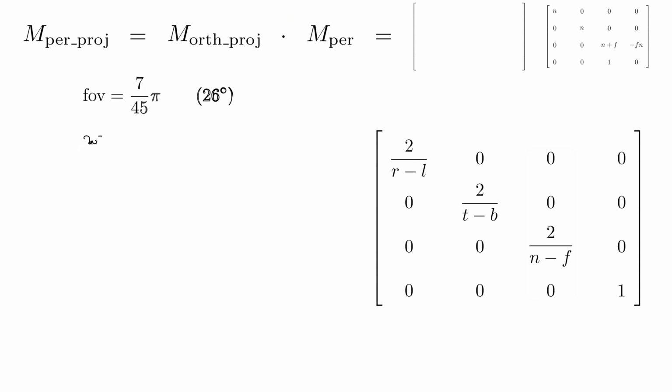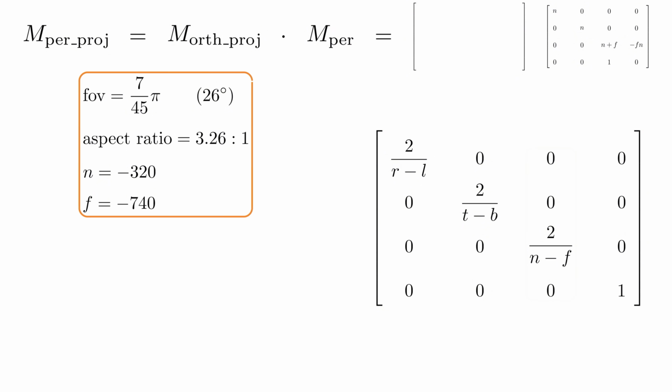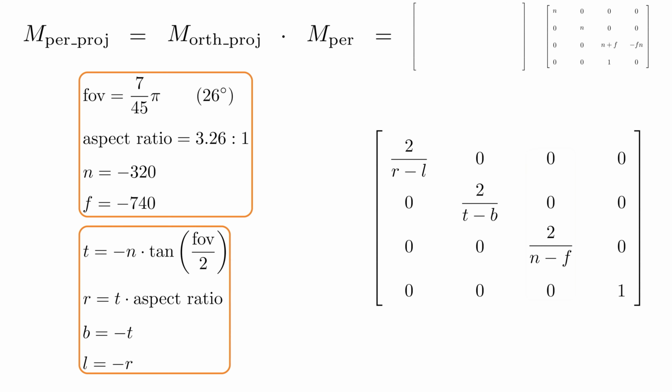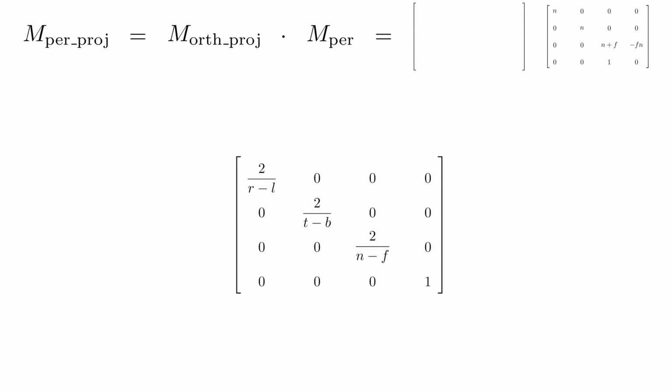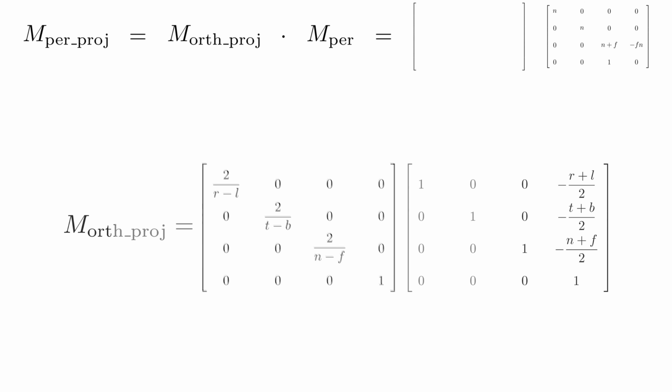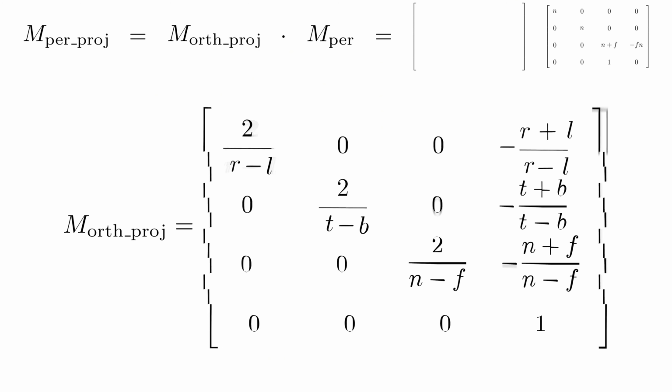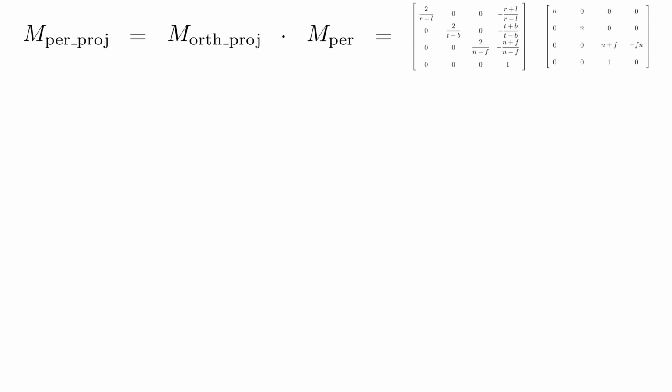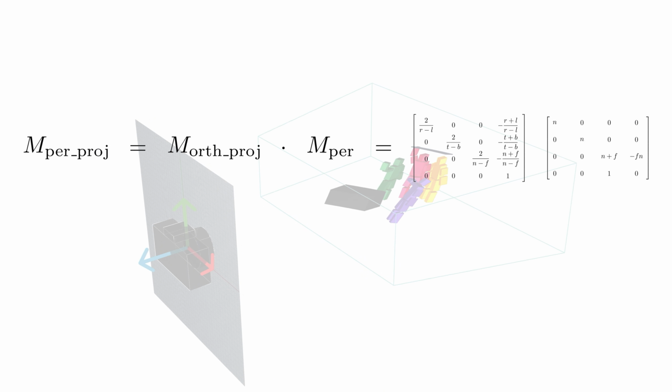Here's a summary of the values. So we are given FOV, aspect ratio, n and f, which could be seen as inputs. We can calculate T, R, B, L, which could be seen as outputs. So this is the scaling part of the orthographic projection matrix. Combining with the translation part, we have this. And we finished the perspective projection matrix.